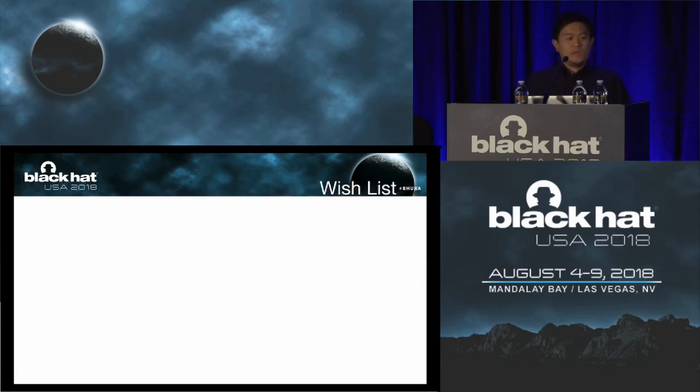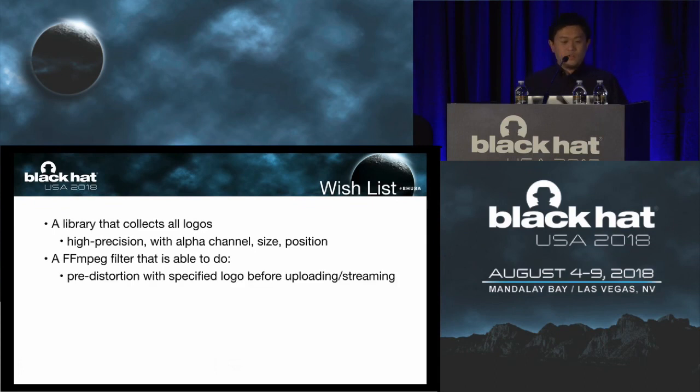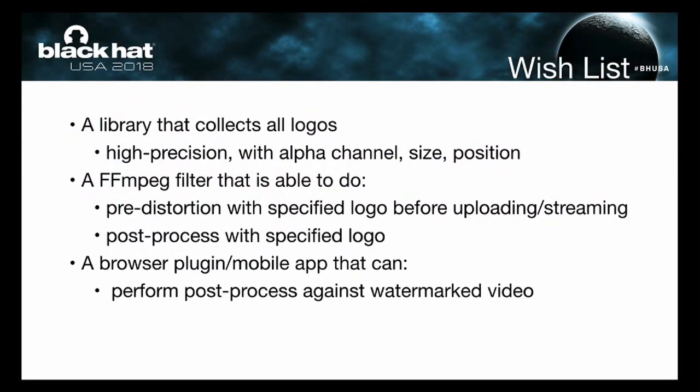So before we start to do anything, we want to make a few wishes, including we want to build a library that collects all the logos with high precision and with alpha channel information and with size and position metadata. And we want to build an FFmpeg filter that is able to do one, the pre-distortion method, and two, the post-process method with a specified logo. And then we want to build a browser or mobile app that can perform post-process methods against the watermarked video.